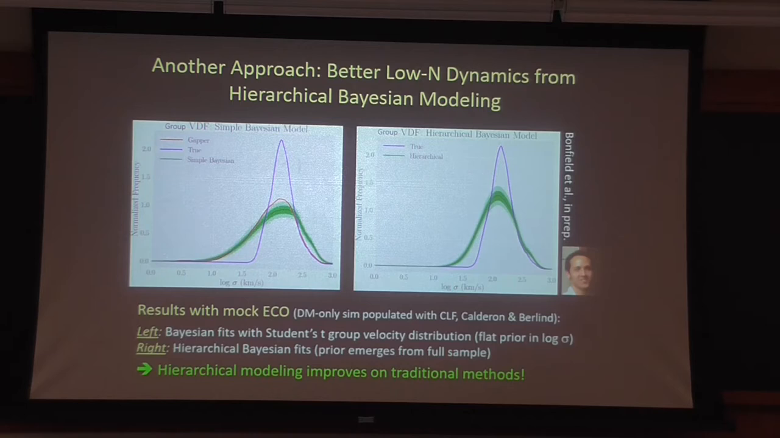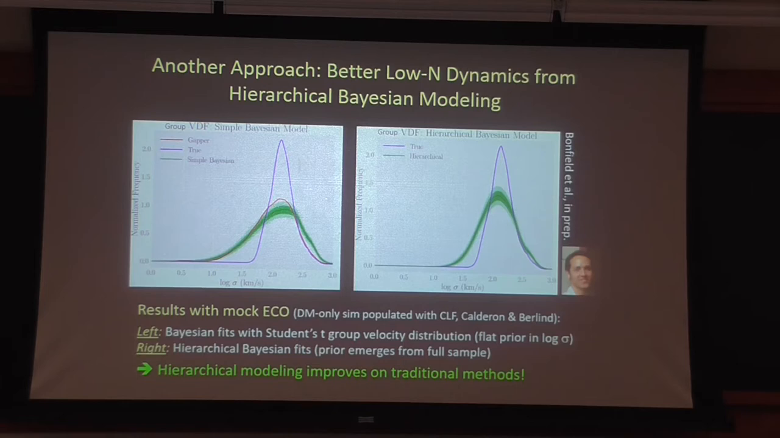No, this is all of the halos in the whole mock ECO. This is thousands of galaxies. Yeah, this is a mock ECO, down to a galaxy mass floor, because ECO is limited at galaxy mass. This is the true velocity dispersion function of that mock catalog, of the simulated mock catalog.